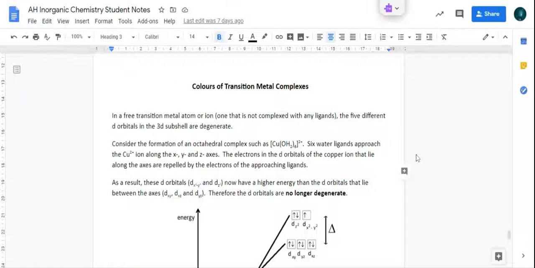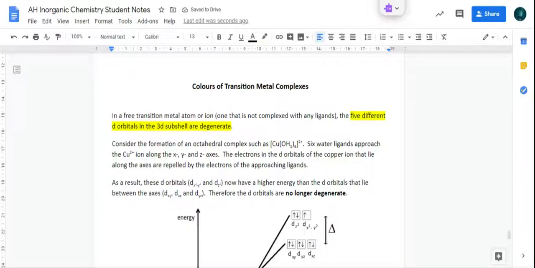Hello, this video covers the colours of transition metal complexes, also UV-visible spectroscopy, and transition metals as catalysts. As we've met before, when we have a transition metal atom or ion that is not complexed with any ligands, then those 5 orbitals in the 3d subshell are degenerate. Remember, degenerate means that they have the same energy, they are of equal energy.